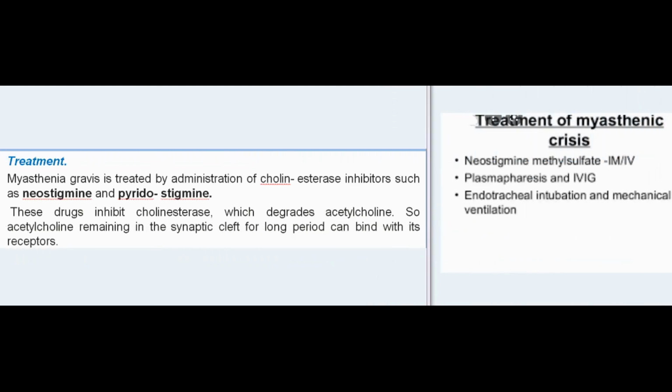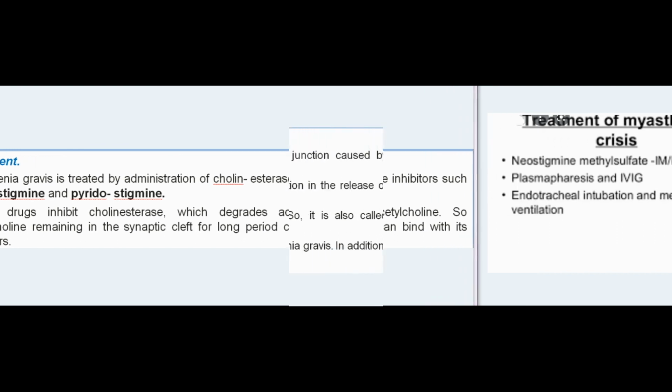Treatment. Myasthenia gravis is treated by administration of cholinesterase inhibitors such as neostigmine and pyridostigmine. These drugs inhibit cholinesterase, which degrades acetylcholine. So acetylcholine remaining in the synaptic cleft for a long period can bind with its receptors.